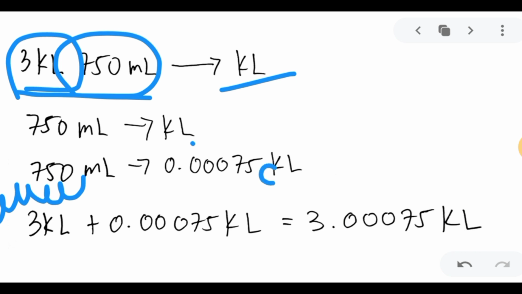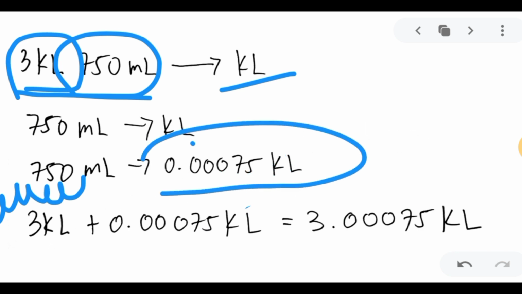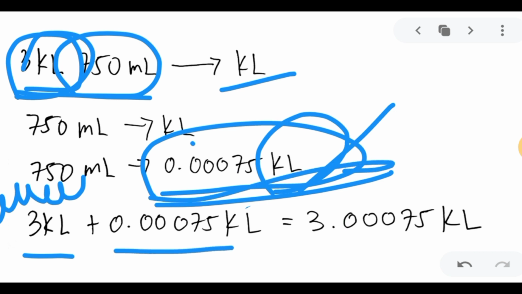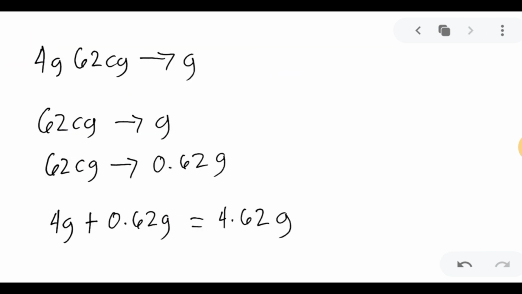Ayan. May 0 yan dyan, diba? Mawawala lang siya. And the answer will be 0.00075 kiloliters, or just divide 750 milliliters to 1 million. You will have the same answer. Now, this is already expressed in KL. Just add this value into this 3 KL here. 3 KL plus this value, 0.00075 KL, you will have 3.00075 KL here.